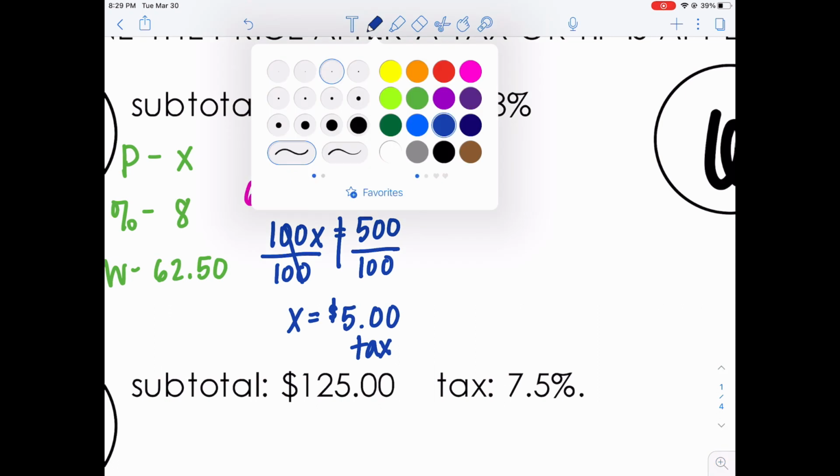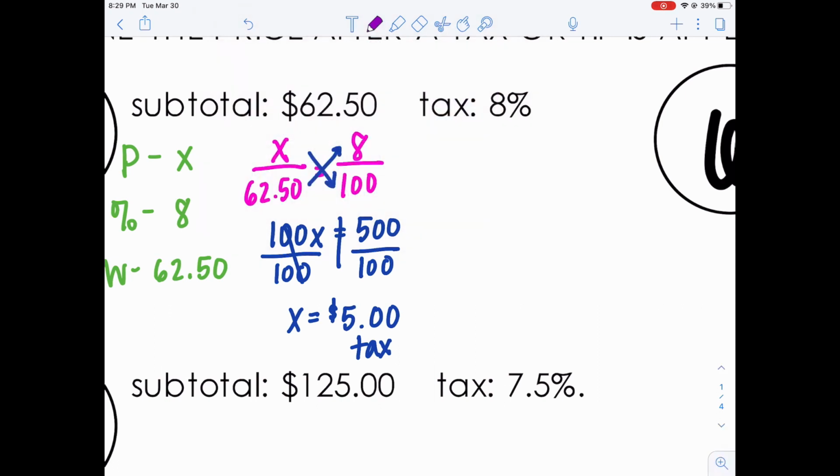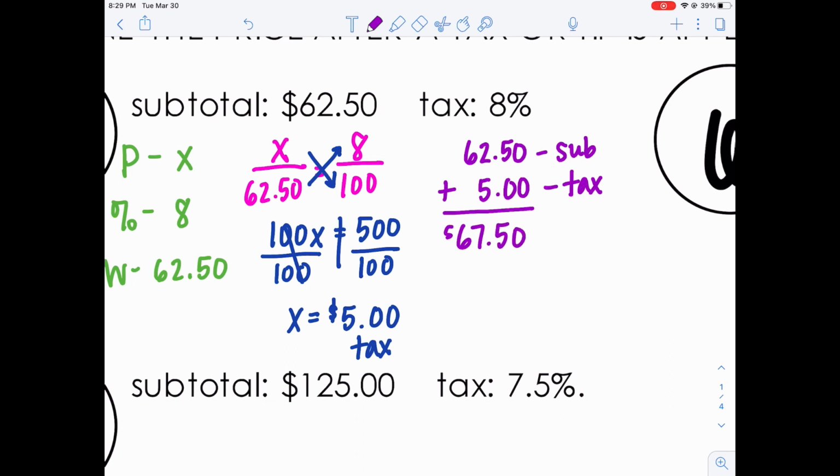Now the question asks you for the total amount, and we said to find the total amount, you need to take the original subtotal, $62.50, and add it to the amount of money you found for tax, which for this problem was $5. When I add them together, you can put it into your calculator, of course, but do show your work. $62.50 plus $5 is $67.50 as my total amount of money with the tax that I had to spend.